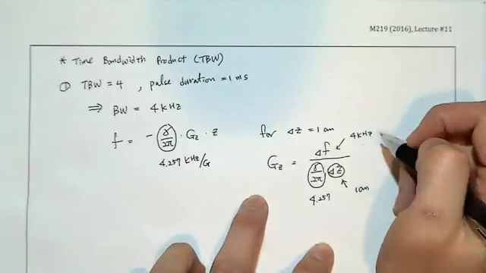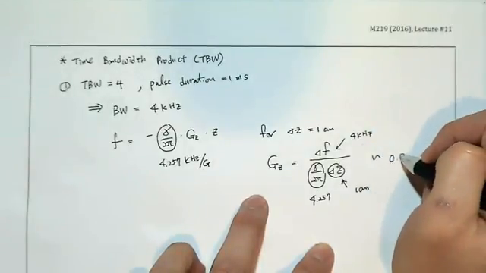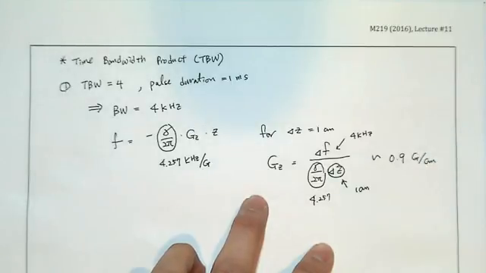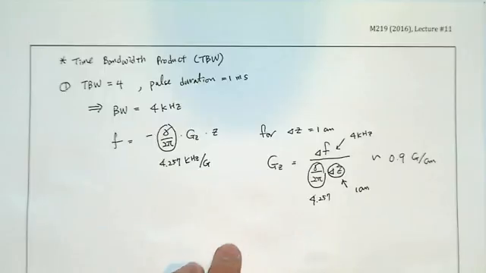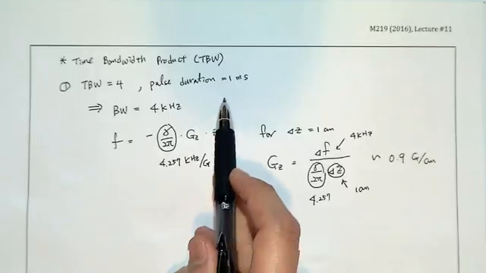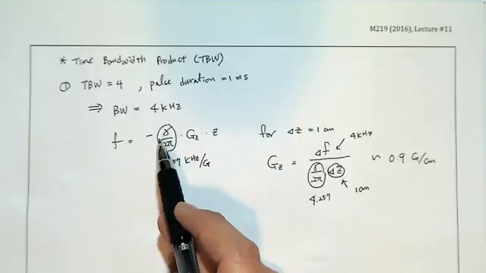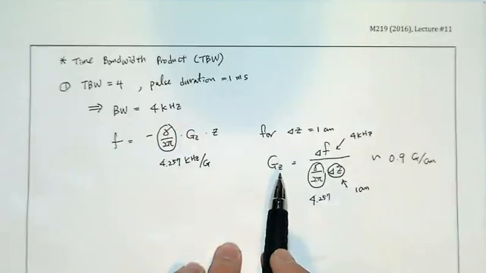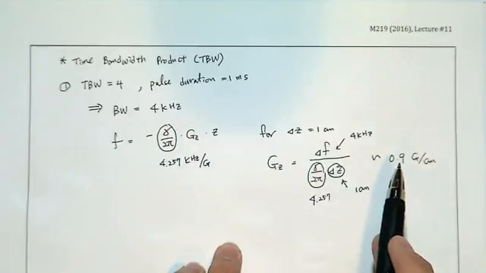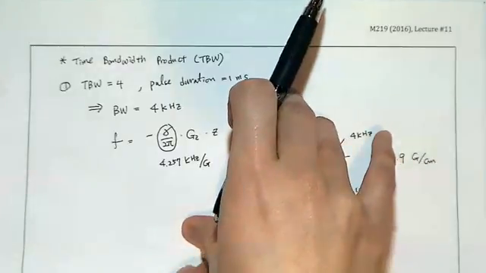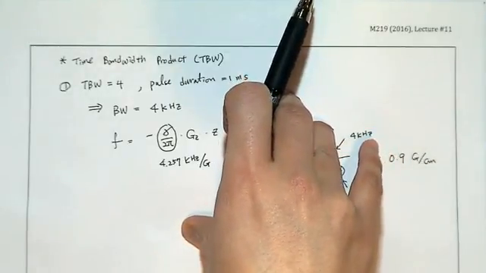Okay? You can actually calculate using a calculator, but this is 0.9 Gauss per centimeter. So what it says is, if you're using a time bandwidth product of 4, and the pulse duration is 1 millisecond, that means the bandwidth should be 4 kilohertz, and the required gradient amplitude should be around 1 Gauss per centimeter, or 0.9 Gauss per centimeter. Let's just look at a higher time bandwidth product with the same pulse duration.